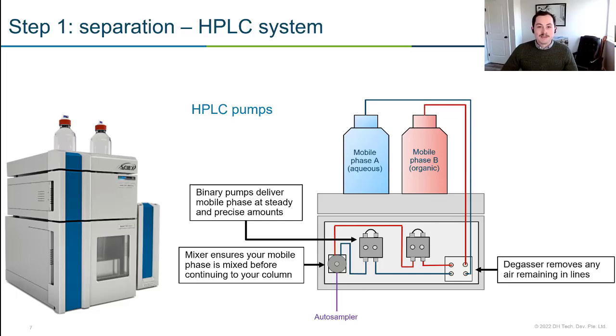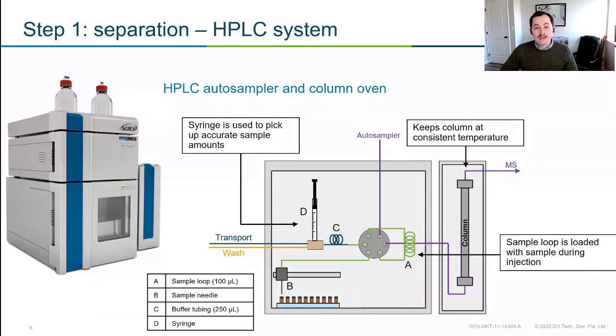It's then moving its way into the mixer, which is again doing exactly what it sounds like it's doing. It's mixing our two mobile phases together. And this is really important though. We want to make sure that we're mixing consistently and we're mixing accurately. Typically these mixers are pretty small in size, somewhere between 20 and 100 microliters, depending on your application. Once we move past this step, our mobile phase is going to make its way into our autosampler.